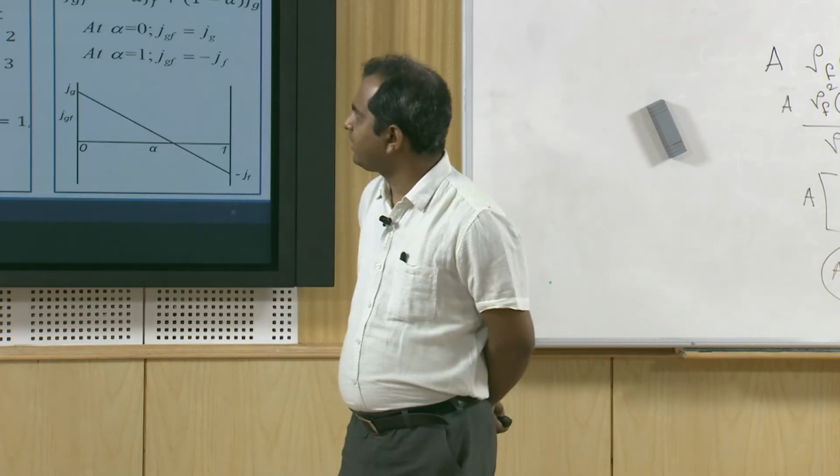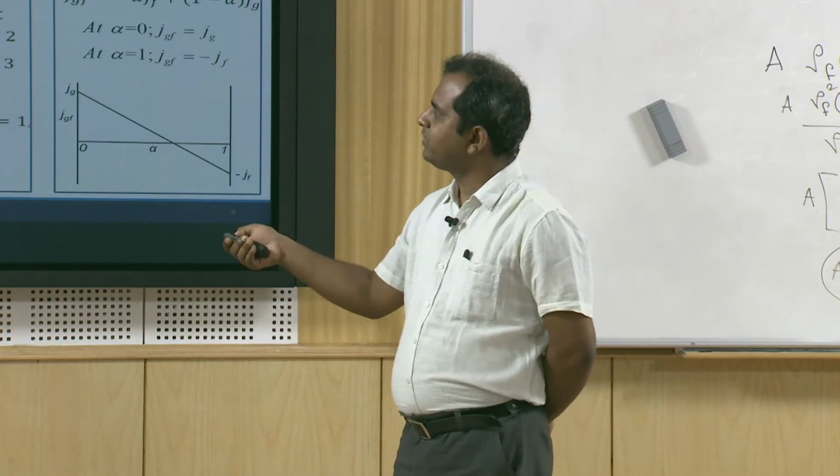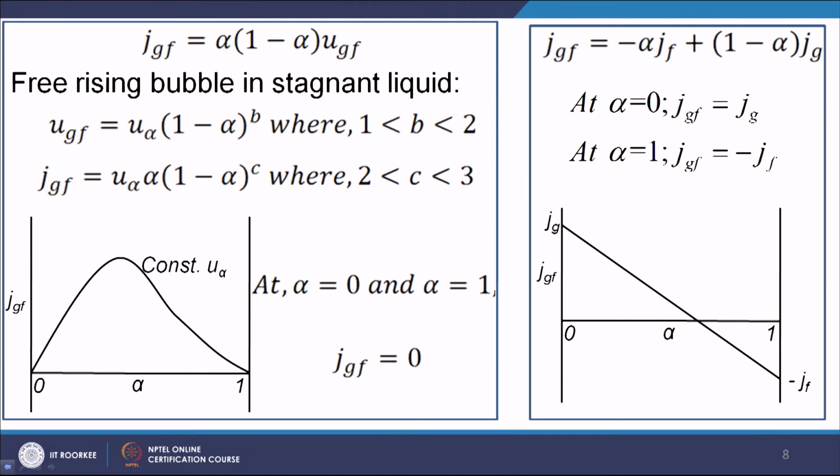So, we can write that UGF is U infinity into 1 minus alpha to the power B. Here alpha is the void fraction, U infinity is the free rising bubble velocity, and B is a constant which varies between 1 and 2. Depending on the fluid parameters and the flow velocities, this B parameter varies, but its range will be between 1 and 2.